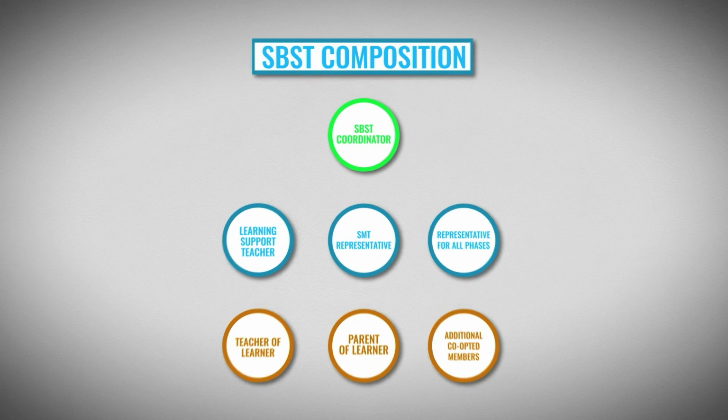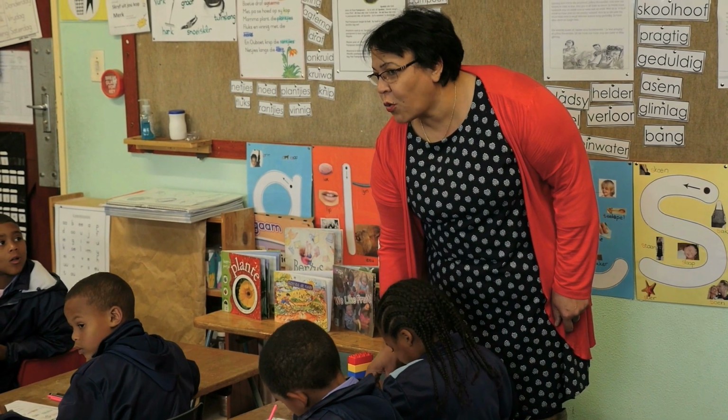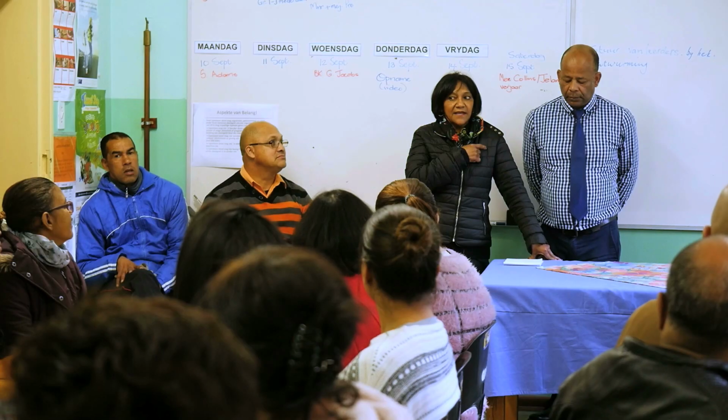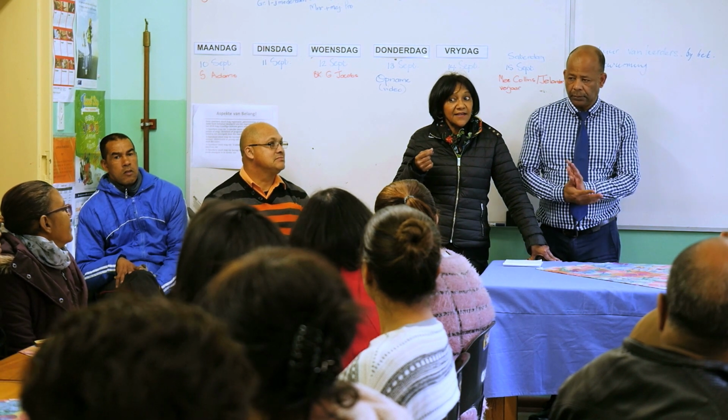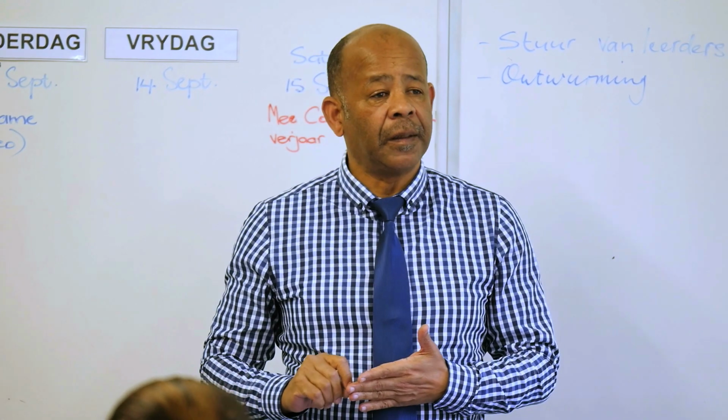The SBST coordinator is responsible to lead the SBST and to ensure that meetings and activities take place regularly. The coordinator usually works closely with the learning support teacher, where schools have one. The learning support teacher has skills that enable them to give valuable input and advice regarding academic support for learners. A representative of the SMT forms part of the SBST. This ensures that from a management perspective, the SBST is fully functional and gives guidance as required, and also strategic decision-making where needed. A representative of each phase ensures that the whole school is represented.